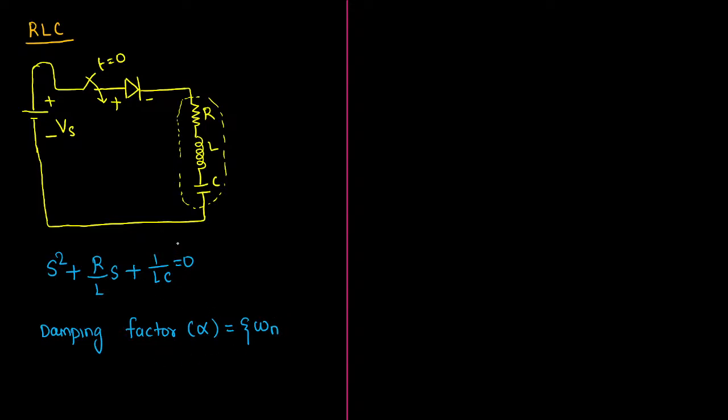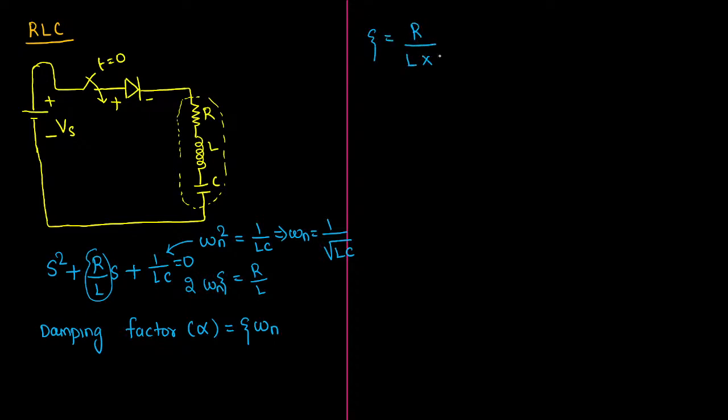Now, what is the omega n value here? If you compare this expression with the standard expression, this will be equal to omega n square. So omega n square equals 1 upon LC, or omega n is 1 upon square root of L into C. Similarly, you can find the value of epsilon. This R by L will be equal to 2 times epsilon omega n, so 2 epsilon omega n equals R by L. Now you can find epsilon from here: epsilon equals R by L into 2 into omega n.